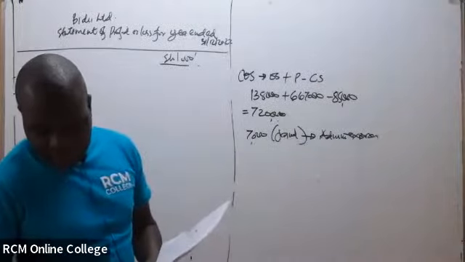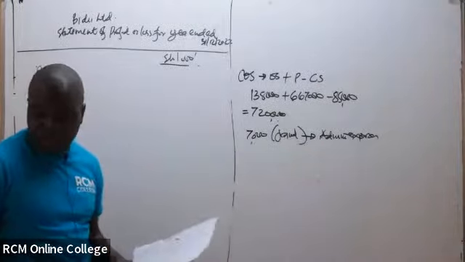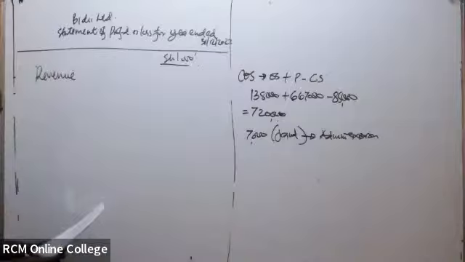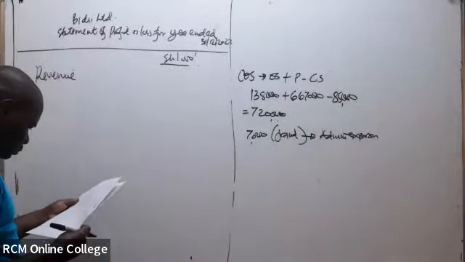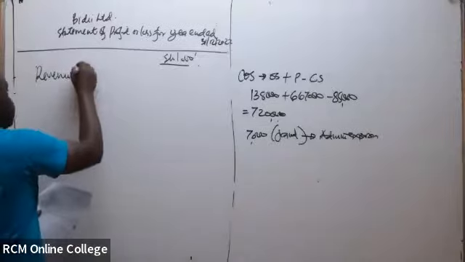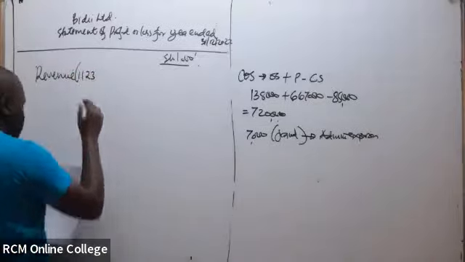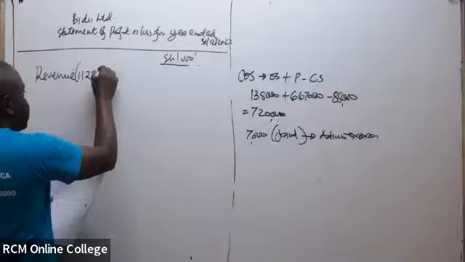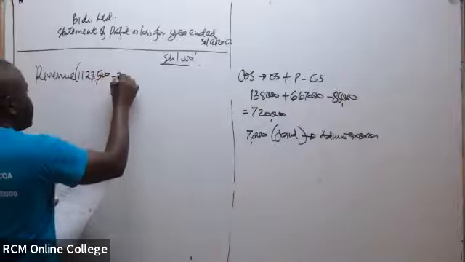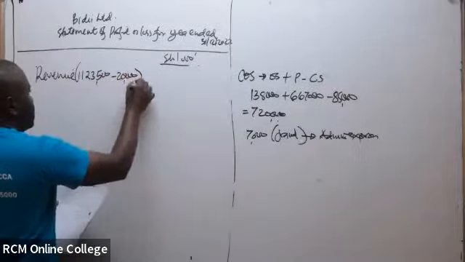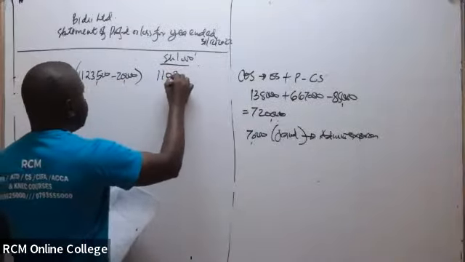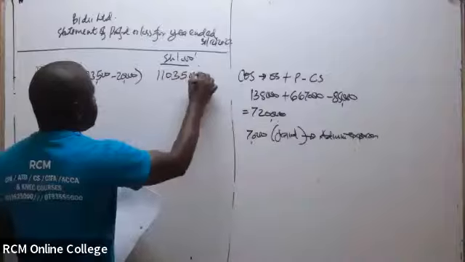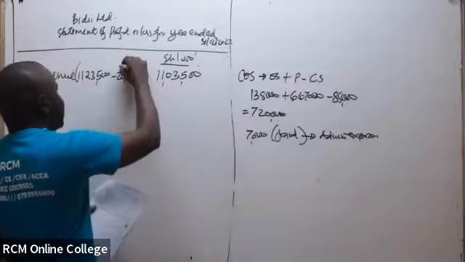So that means our sales will become how much? You've already given me the figures. We have 1,123,500. Then we minus 20 million. So you'll get 1,103,500.